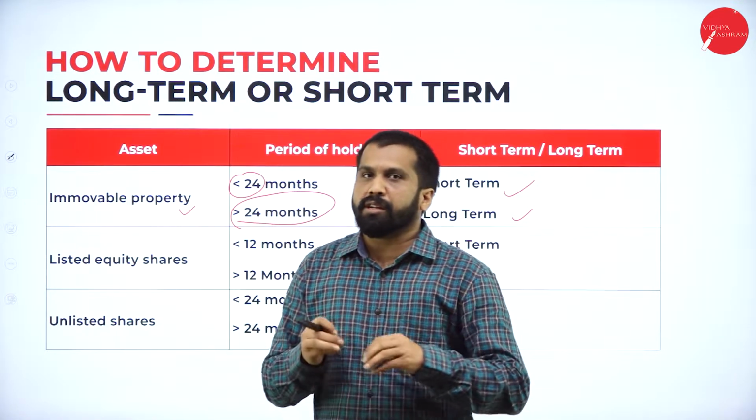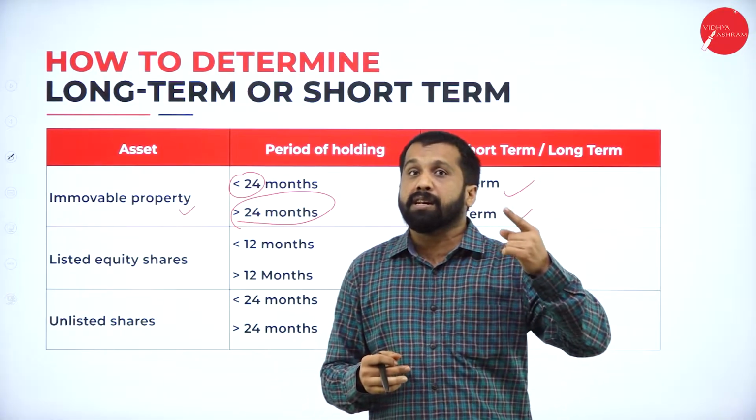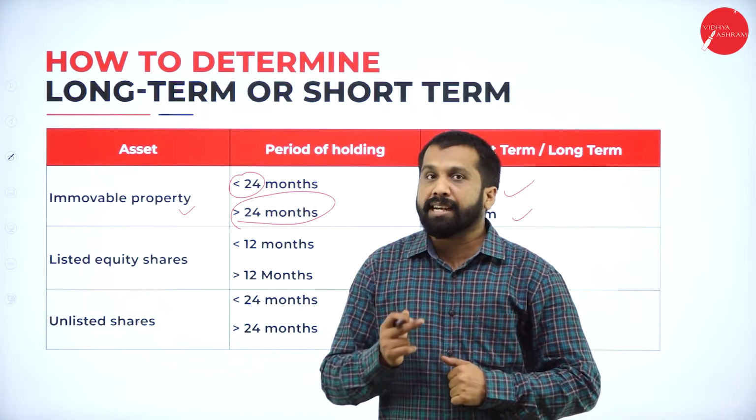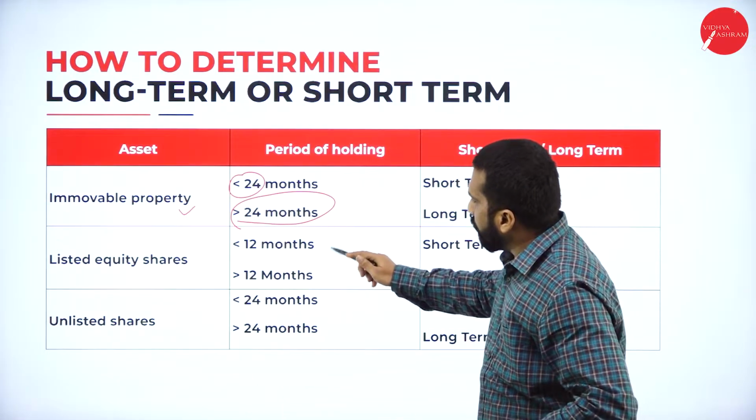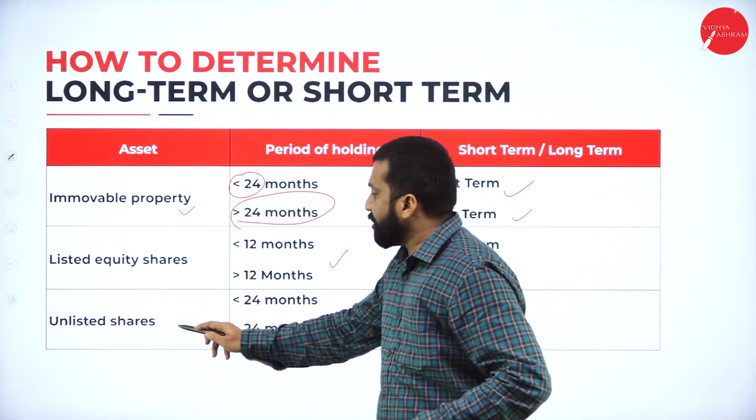I bought one Reliance share in 2021, and in 2022 or 23, I sold that share. That will be considered as long term. Now, hope you understood. Next, unlisted shares.